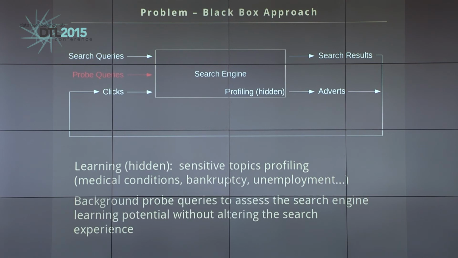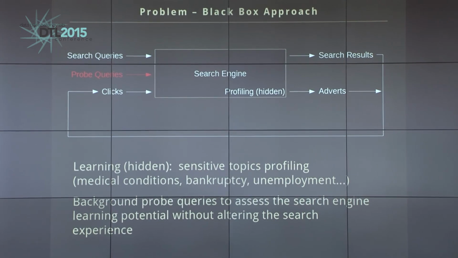So we have to find some probe queries to send in the background that are kind of unintrusive to assess the search engine's learning potential and to try to understand what they know about us. These probe queries have to be plausible in a way that the search engine doesn't think that the topic is changing, and ambiguous enough to force the search engine to reveal what it's thinking about us.